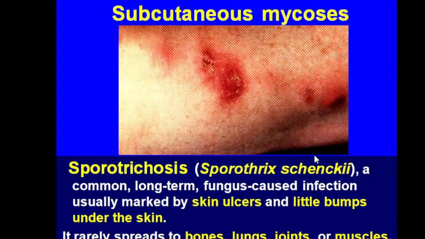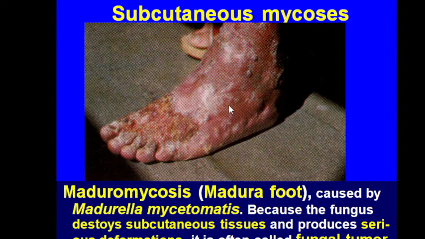You can see the disease, mycosis caused by Sporothrix, and it is very long term, usually chronic disease marked by skin ulceration and bumps formation under the skin. But then it may progress to bones, lung, joints, or muscles. So really can be severe. And that is an endemic disease for India that is called Maduromycosis, also called Madura foot, caused by Madurella mycetomatis. It is called mycetoma because this is like a tumor, because it causes deformation of the tissues. But of course it is not a tumor. But the body reaction towards this subcutaneous mycosis is very strong. And that is a very severe disease.